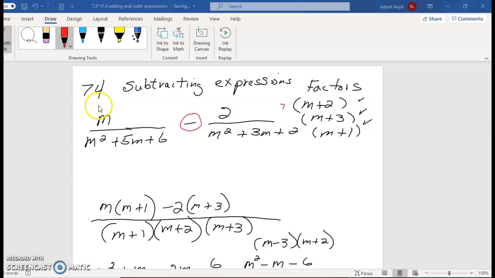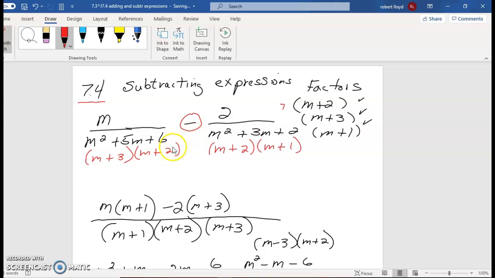Okay, the second part of the adding and subtracting expressions, fractional expressions, we should say, is 7.4. Now we have two fractional expressions that we're subtracting. So again, we always want to see if we can factor either one or both of them. So here we can. We'll get m plus 3 and m plus 2 when we factor the first denominator. When we factor the second one, we'll get m plus 2 and m plus 1.